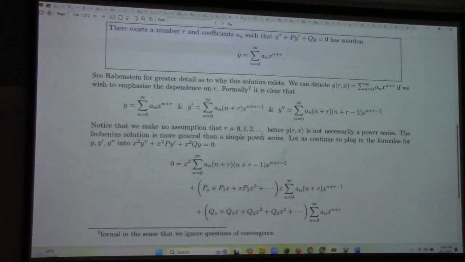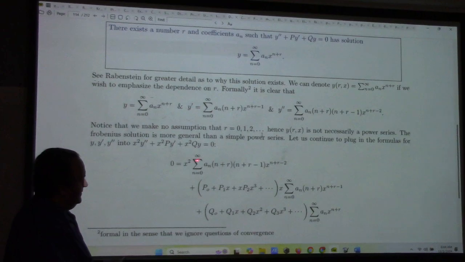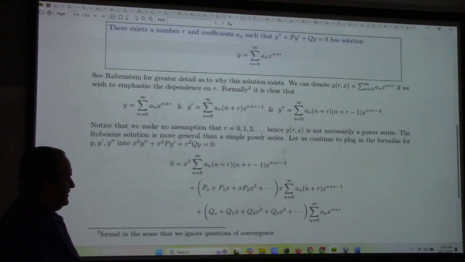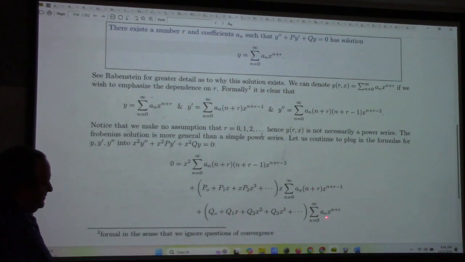All right, you just plug the Frobenius solution into the differential equation and you get this to deal with, right? And then of course you can make a substitution to make all the power functions match up and combine things. Well, anyway, first I have to multiply these through, right? So as you can see, there's a lot to process here, right?